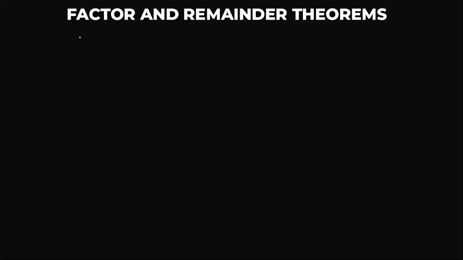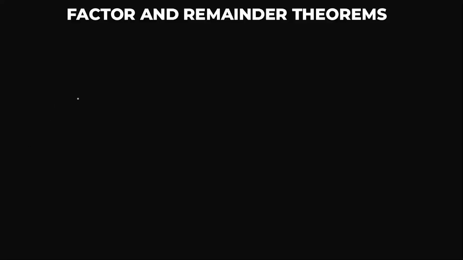When you talk about factor and remainder theorem, what exactly are we talking about? We are talking about other ways of finding the remainder or finding the factor of a given polynomial. Now, for the remainder theorem, instead of using the long division method to find the remainder, we want to find a very fast approach to it. So in a nutshell, the remainder theorem is based on the division of polynomials.